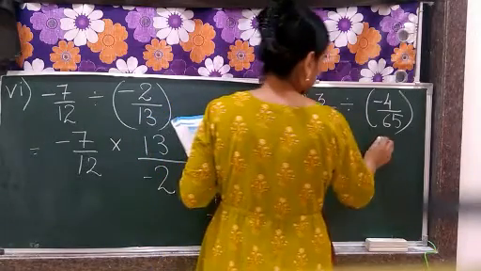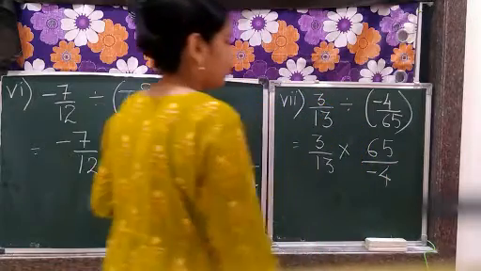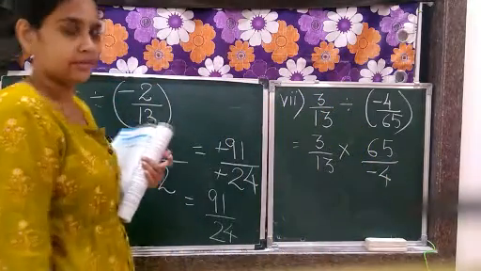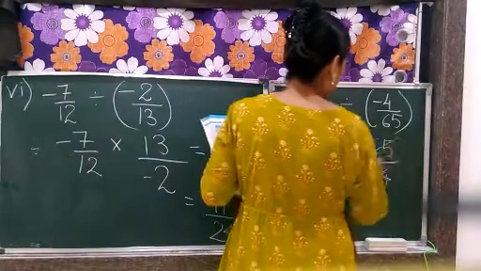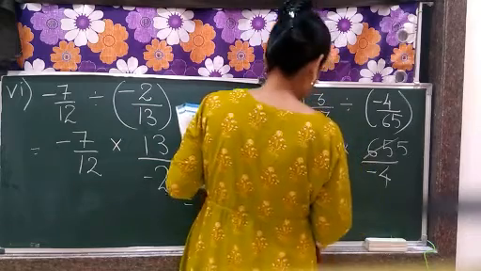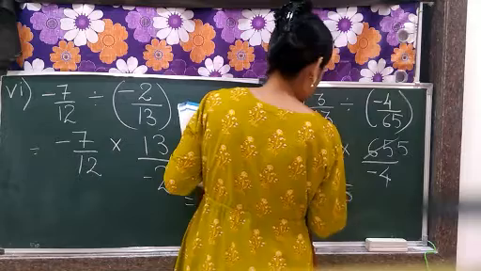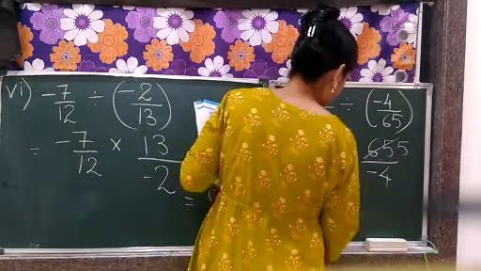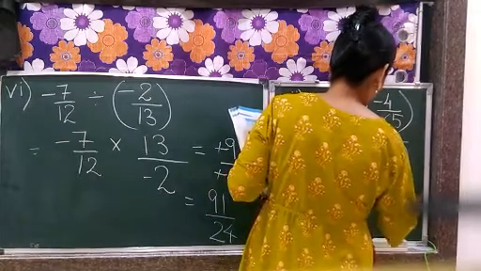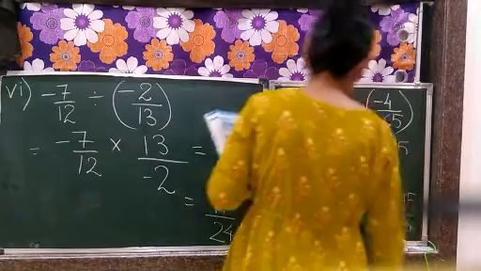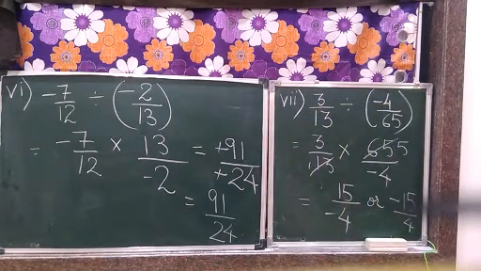Division becomes multiplication and this becomes 65 by minus 4. Now 65 is divisible by 13. 13 fives are 65. So 13 ones are 13 and 13 fives are 65. Now we multiply 3 fives is 15 and 1 four is 4, minus 15 by 4 or 15 by minus 4. Any of the two answers can be written. Okay.